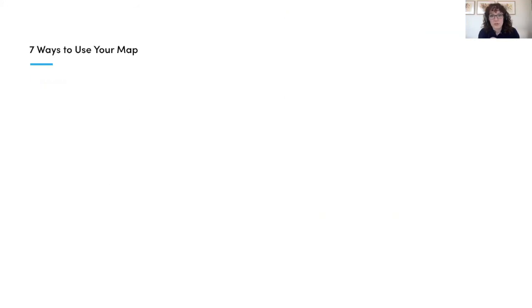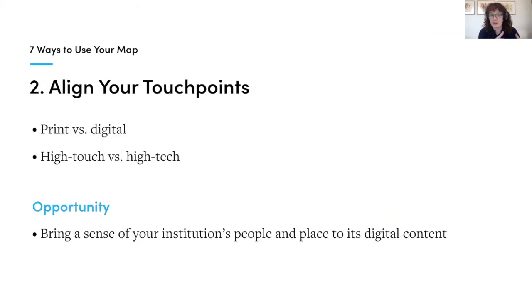So the second way you can use your map to build better engagement is to use it to align your touch points, whether that's between print and digital, high touch versus high tech. Once you have the narrative that you want to tell as an institution, you can use the map to make sure that all of your touch points align to that story, whether that's the copy or photography on your website, your print pieces, even a student's in-person experience.